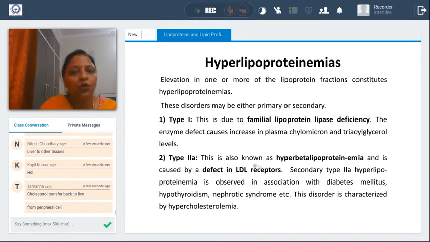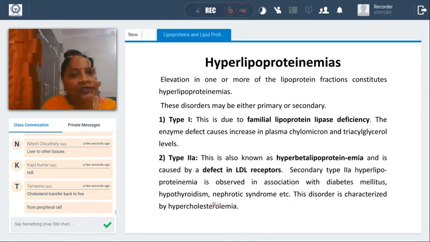Type 2A is known as hyper beta lipoproteinemia and is caused by a defect in the LDL receptor. Secondary hyperlipoproteinemia is observed and associated with, again, diabetes mellitus, hypothyroidism, nephrotic syndrome, etc. And this disorder is characterized by hypercholesterolemia.